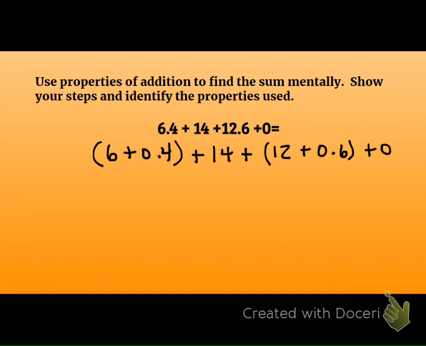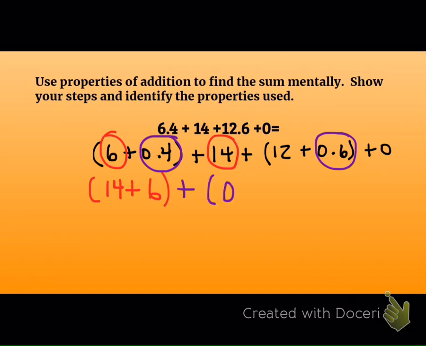Now I want to regroup these. I want to put the friendly numbers together, the numbers that I know I can add easily in my head. So I know I can easily add this 14 and this 6 together, because 14 and 6 is going to be equal to 20. That's a nice easy one. I also know that I can add these decimals together. Look at this. I have a 4 and a 6, which is also equal to 10. So I also want to add this 4/10 with this 6/10.